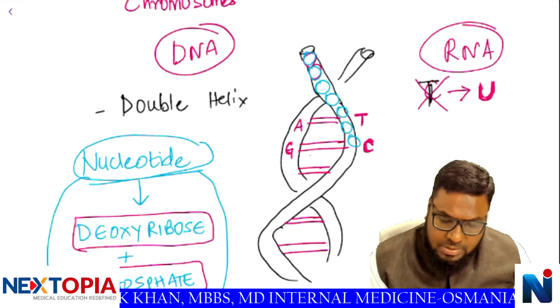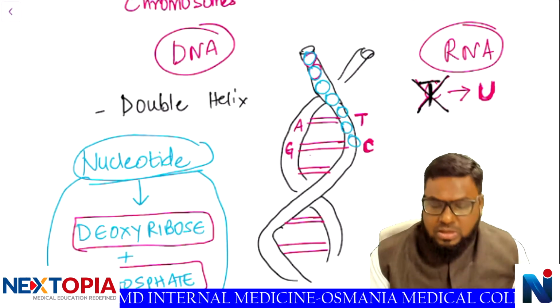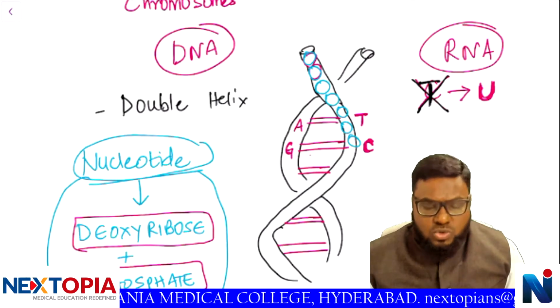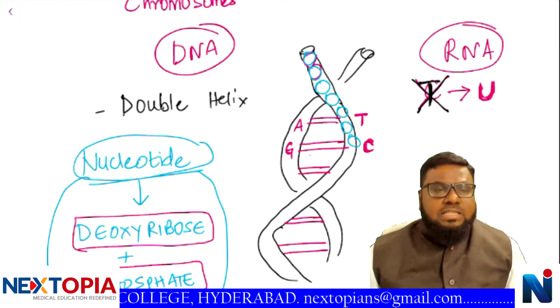So instead of thymine, uracil is present. In the case of RNA, thymine is replaced by uracil. So it is uracil which is replacing thymine.